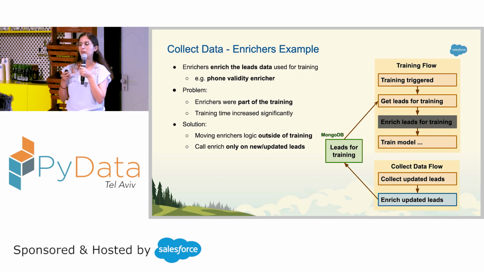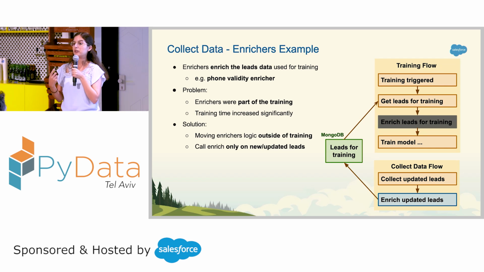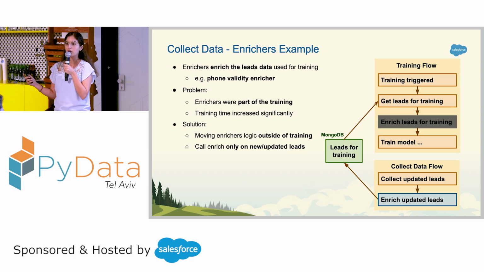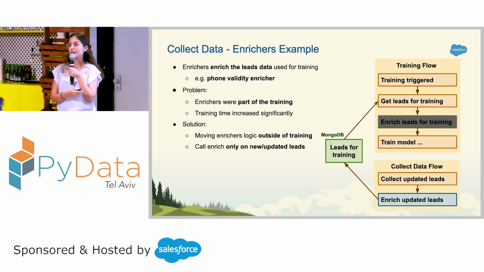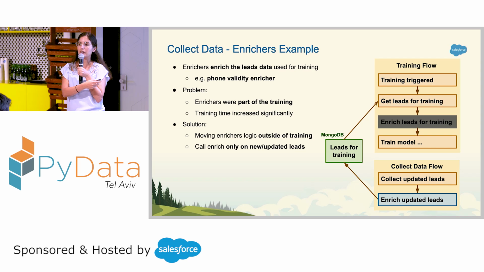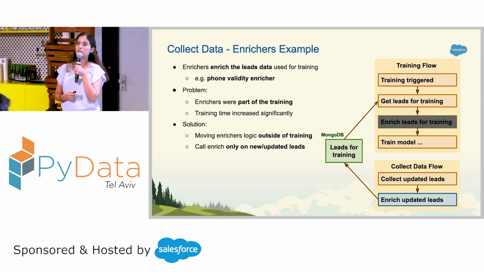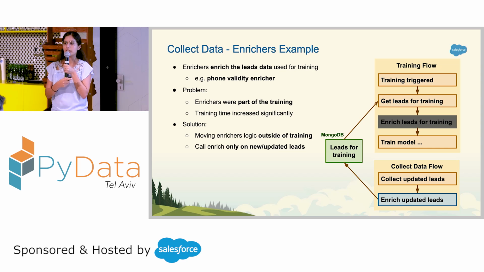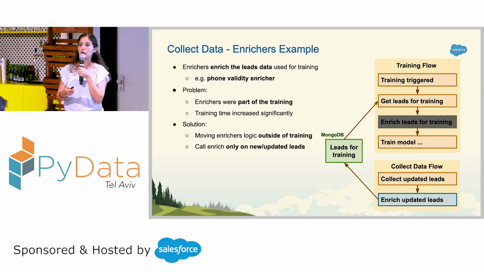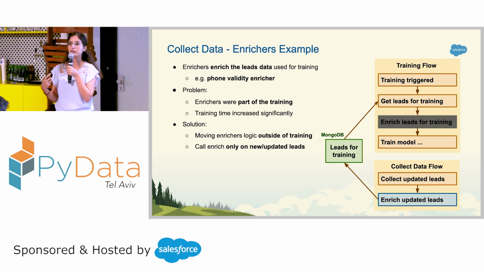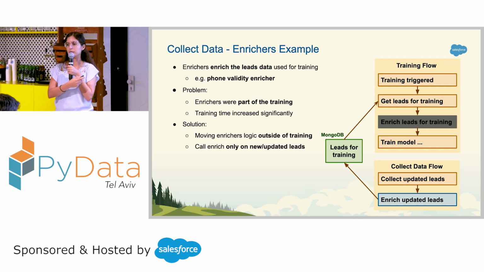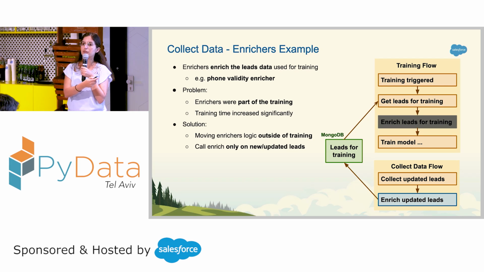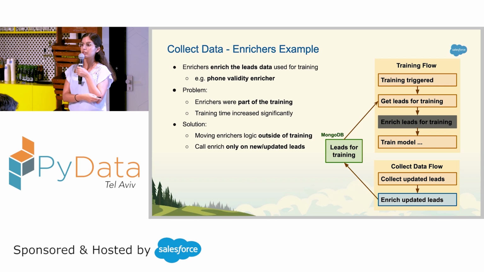So it's really important to decide when you're going to do which job. If it takes longer, and you can separate between these jobs, it's a good idea. You don't have to enrich the data after training. Previously, every time we retrained, enrich was triggered. Now enrich is triggered once when we collect the data, only for new and updated leads. That way, the training flow gets the leads already enriched, and that saves us a lot of time.